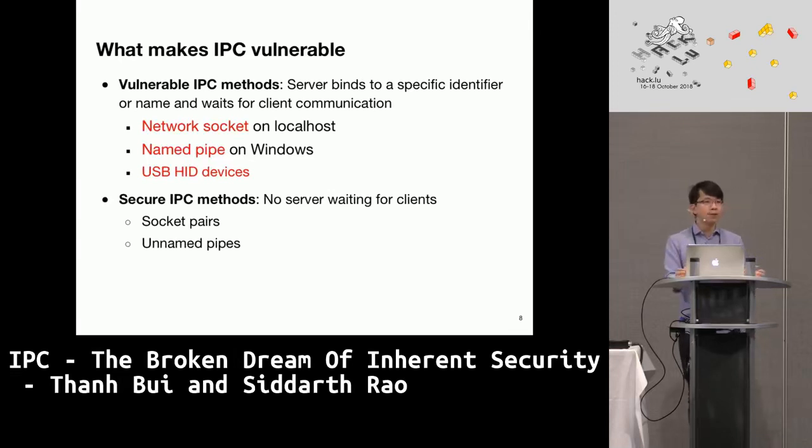There are also IPC methods that are secure against our attacker model, such as socket pairs or unnamed pipes. The difference is that both of the communication endpoints of this communication channel are created by the same process at the same time. So this way, an untrusted process cannot get into the middle and exploit the channel. And now let's take a look at each of the vulnerable methods one by one.